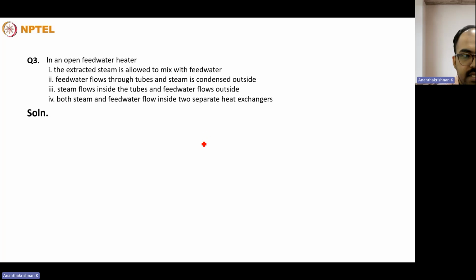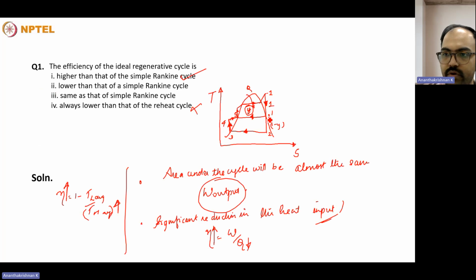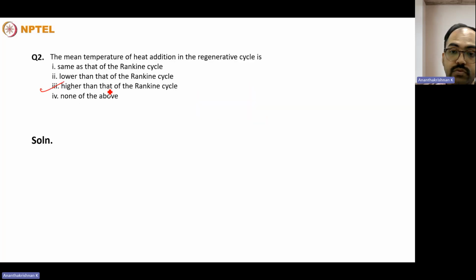So if there is a direct mixing between the feed water as well as the water which comes after the pumping. No, it doesn't have any connection with the condenser side. It's basically the amount of steam that is extracted at the point 2 dash. So 2 dash, yeah.